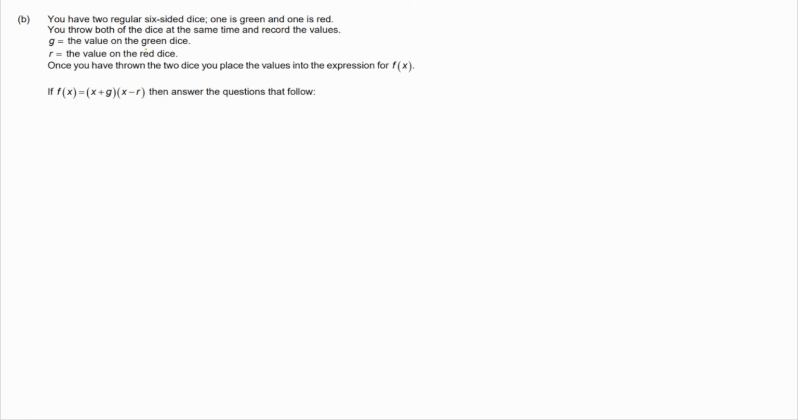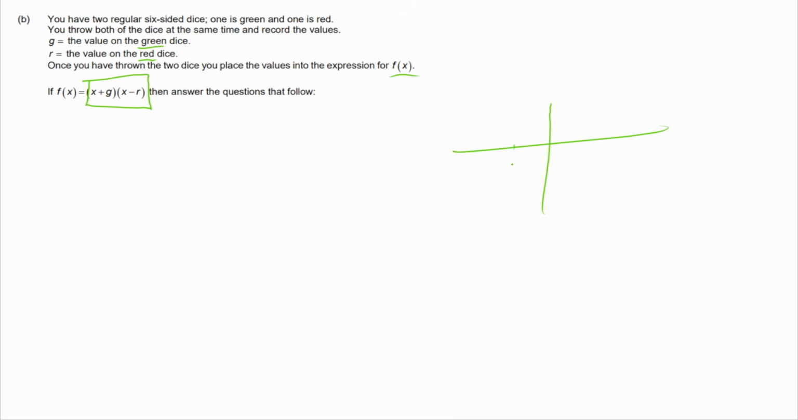So G is the value on the green dice and R is the value on the red. Once you've thrown these two dice, you place the values into an expression for f of x, which is this. What type of function is this? This is a parabola, and it will look like this.